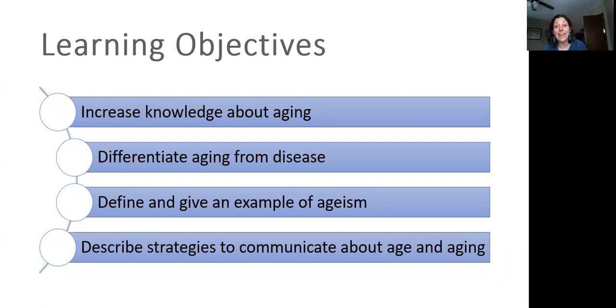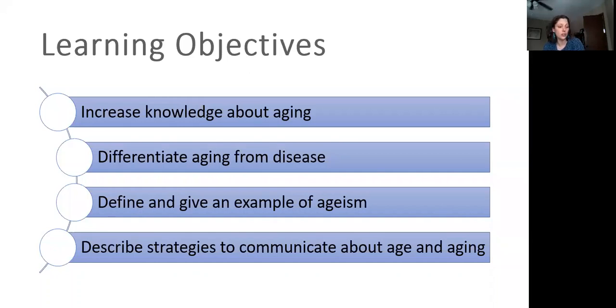We're going to differentiate aging from disease or from disabilities or decline. We are going to talk a little bit about ageism. We're going to define that and give an example of what that means and why it's important. And then we're going to describe some strategies to communicate about age and aging in a way that avoids ageism and helps us combat that particular bias.